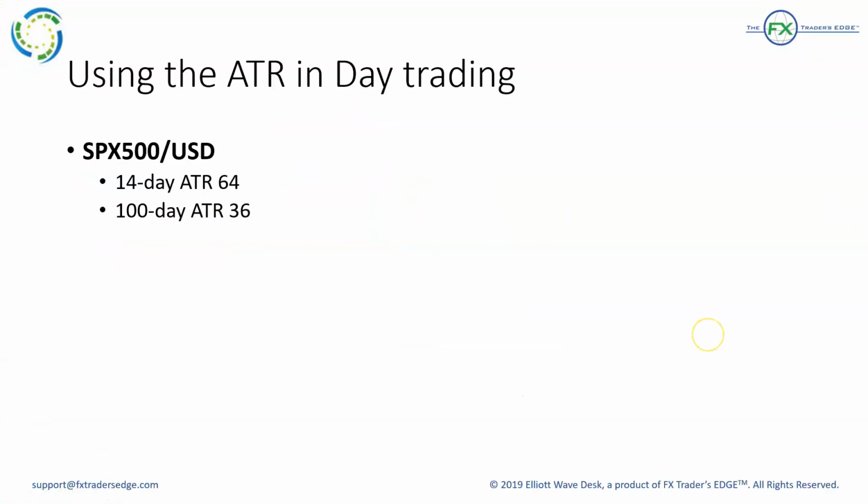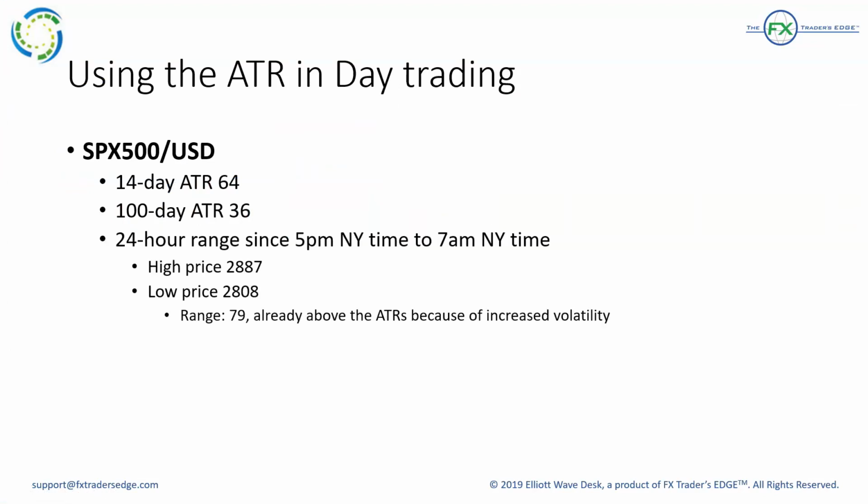Here's the S&P. The 14-day ATR is 64. The 100-day ATR is 36. The 24-hour range, since 5 o'clock New York time yesterday to 7 a.m. New York time, we're using the overnight market for the S&P. We had a high price of 28.87, a low price of 28.08, giving a range of 79, already above the ATRs because of increased volatility. So what is the likelihood that it's going to continue further down? It happens, but it's not very likely if you look at the probabilities. So we could look for an opportunity to trade the range.